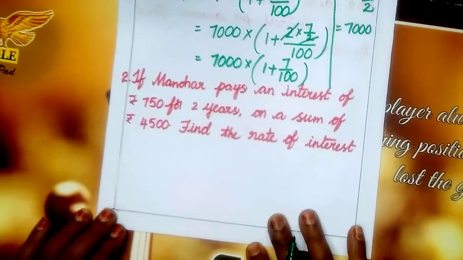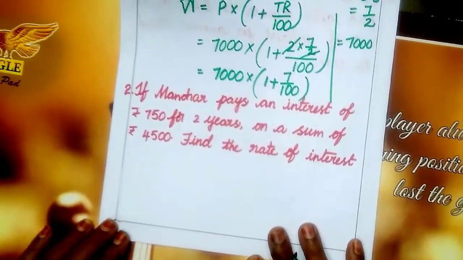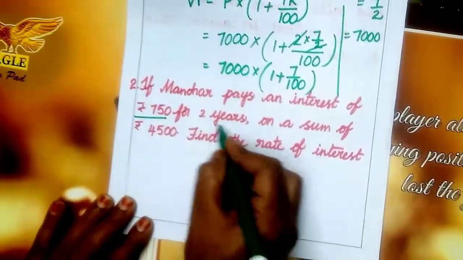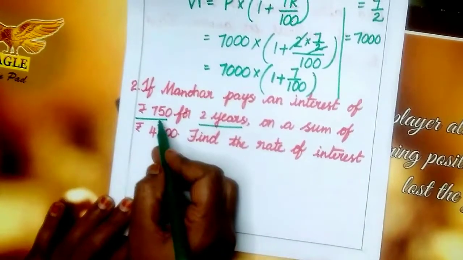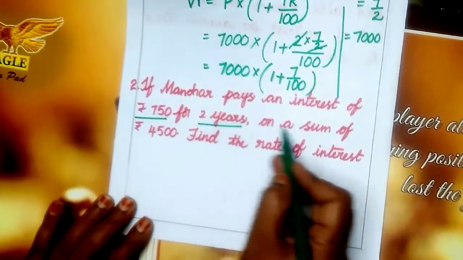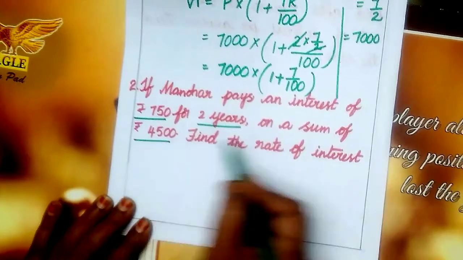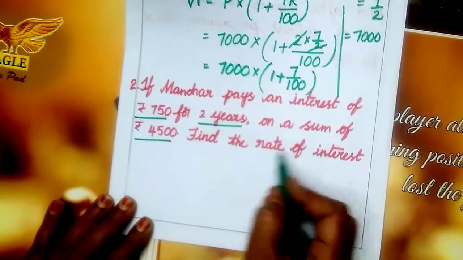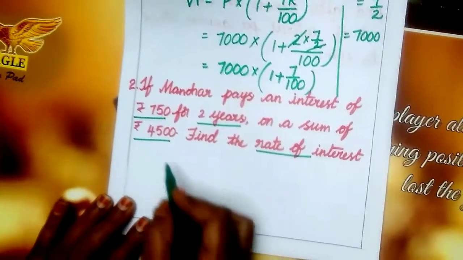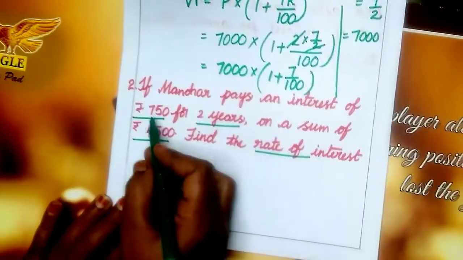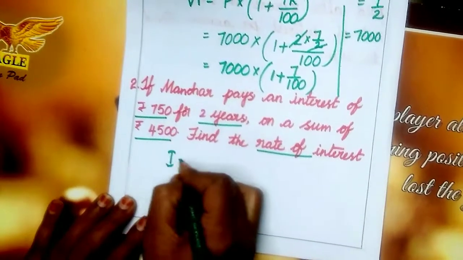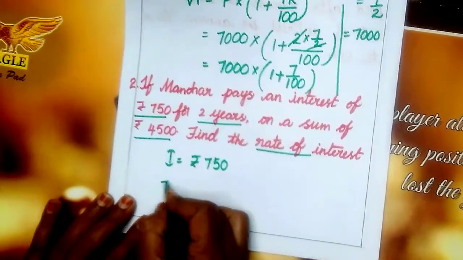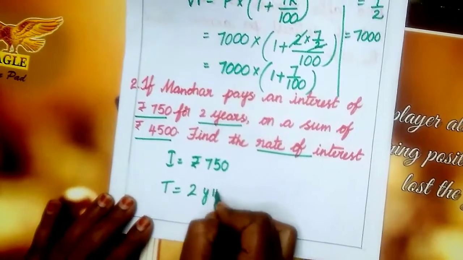Now, second question. If Manohar pays an interest of 750 for 2 years on a sum of 4,500, that means the sum, which is the principal, is given. Find the rate of interest. So what we have to find out here is the rate of interest. So see the given first of all. Manohar pays interest of 750. That means I is equal to rupees 750 and time period is 2 years.